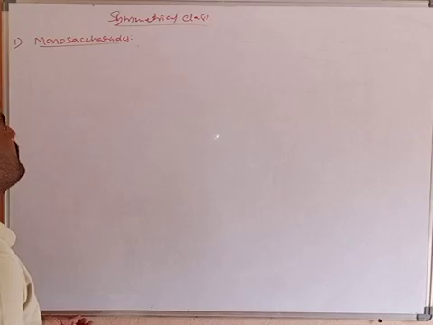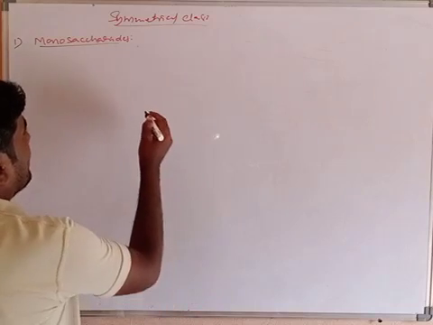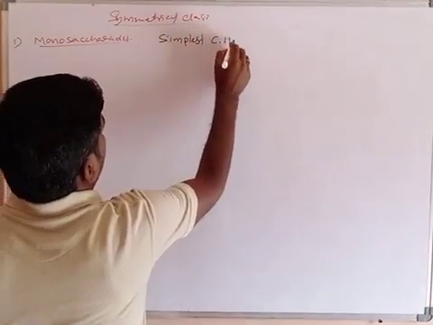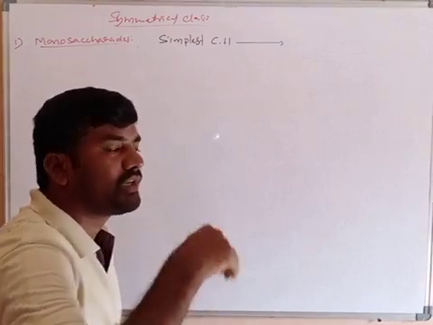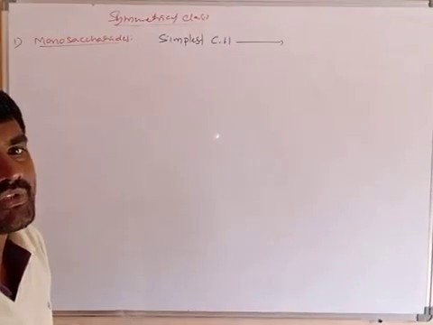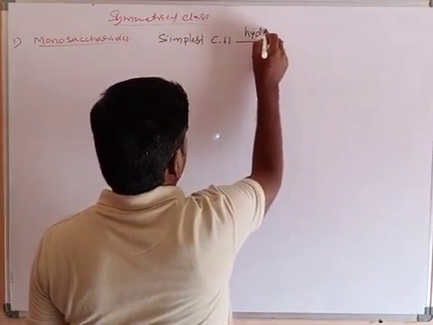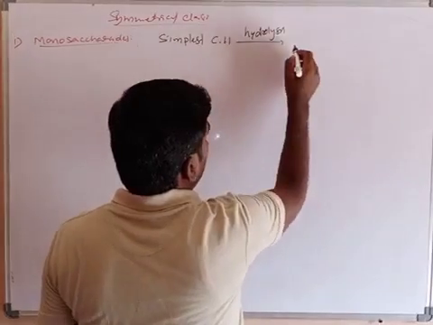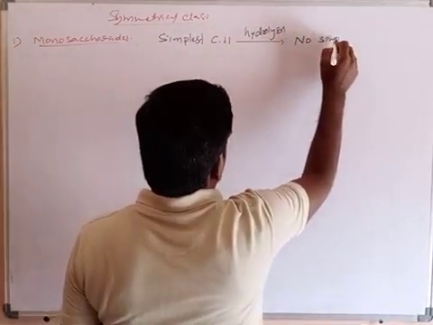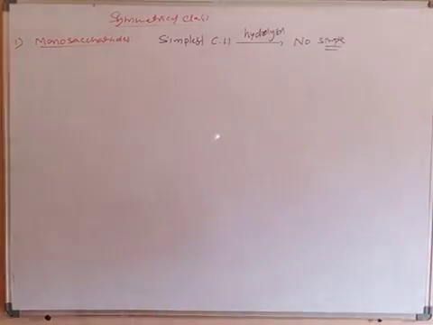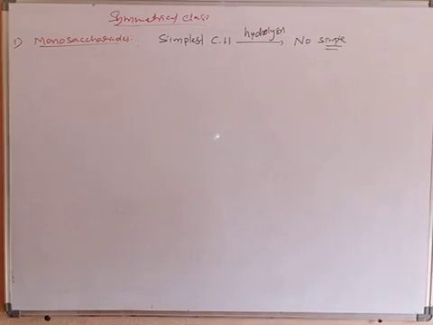What are monosaccharides? Simplest carbohydrates, which do not produce simpler compounds or smaller carbohydrates on hydrolysis. In hydrolysis there are no simple products. We cannot divide them into simpler carbohydrates. These are called monosaccharides.